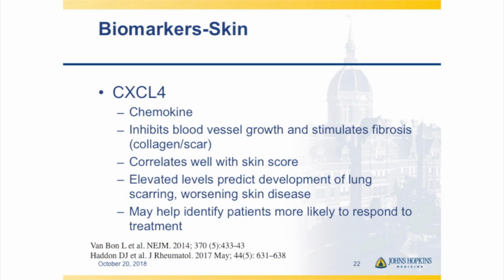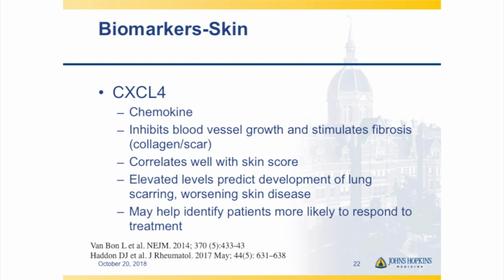So what about biomarkers? We don't have a perfect biomarker at this point for skin disease, but there are certainly some things that are being looked at that might be promising. There's a marker called CXCL4, which is what's called a chemokine. This is a marker that's measurable in the blood, that's secreted by cells, that goes around and is kind of influencing cells to do different things. And what does it do? It inhibits blood vessel growth and stimulates scar formation. So that seems important in terms of relevant pathways.